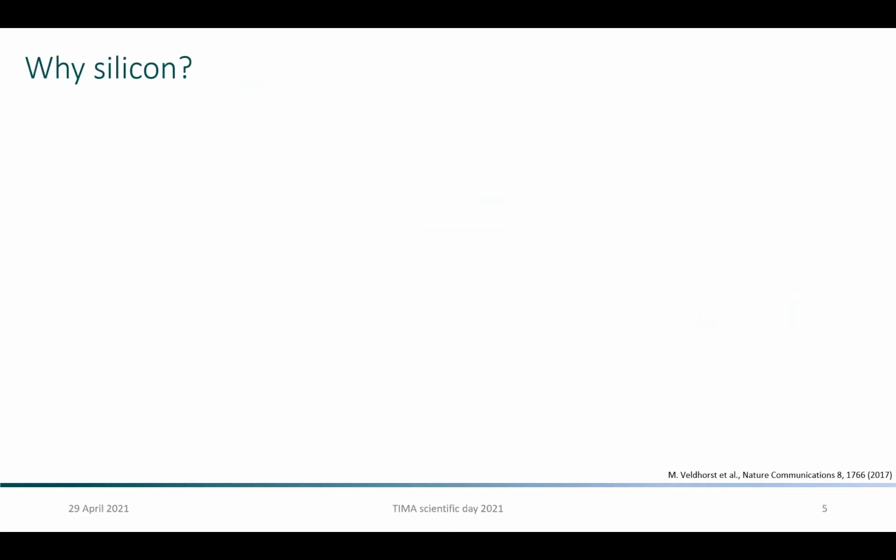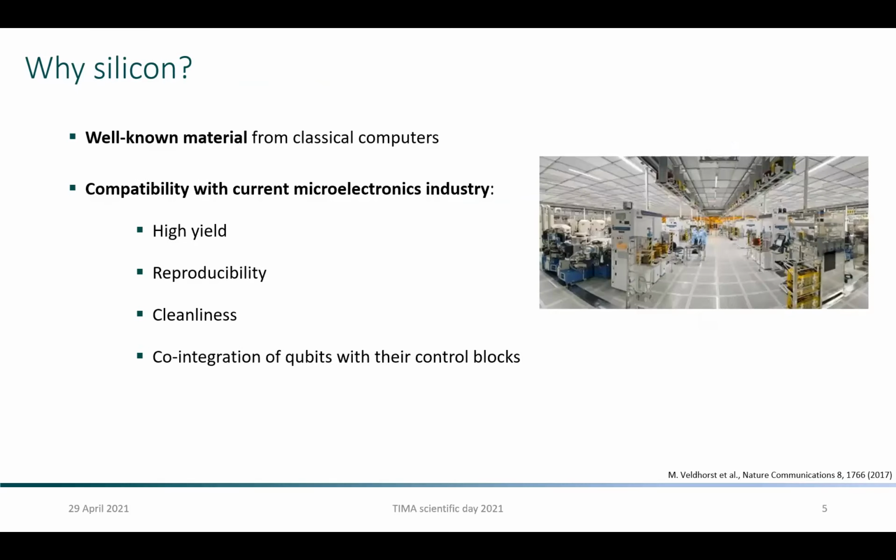Indeed, silicon is a very promising technology for quantum computing. It's a material that we know how it works from classical computers, and as silicon qubit platforms are fabricated using the same standard microelectronics technology as classical transistors, we could harness all the advantages of this industry, and we can envision integration of qubits with their control electronics and billions of qubits on a single chip.